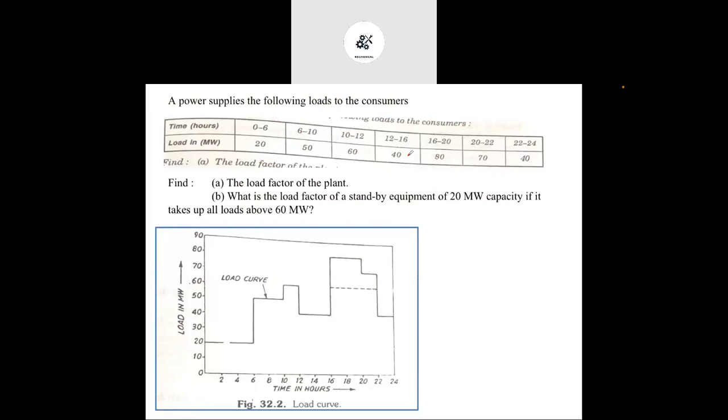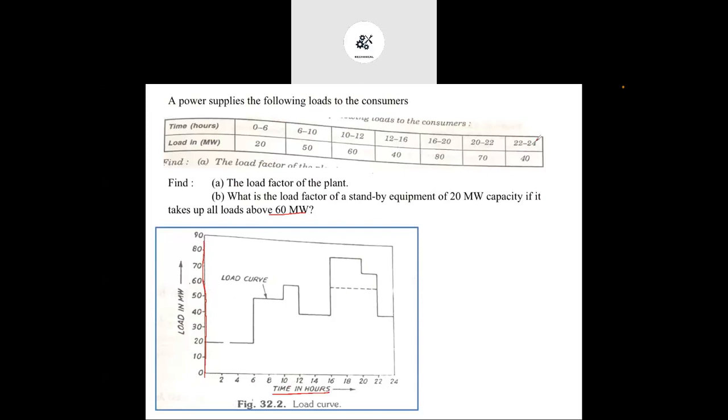This is one of the examples in which the power consumption by the customer has been given for the entire 24 hours. In this, we have to first of all draw the load curve, then find out the load factor of the power plant, and what is the load factor of the standby equipment of 20 megawatt capacity if it takes up all the loads above 60 megawatts. So first of all, based upon this information, we are going to draw the load curve. In many numericals, they will also ask you to draw the load duration curve, and based upon the load curve, you can draw it.